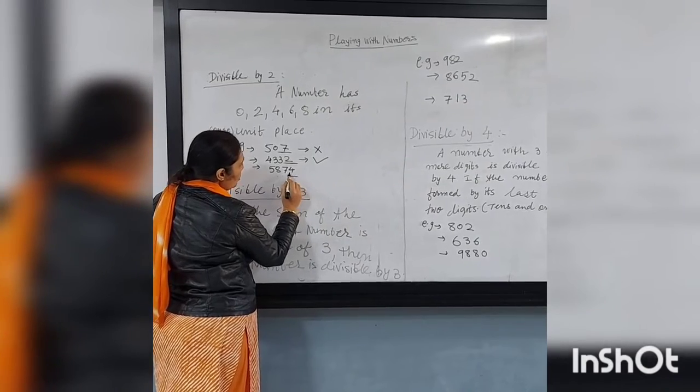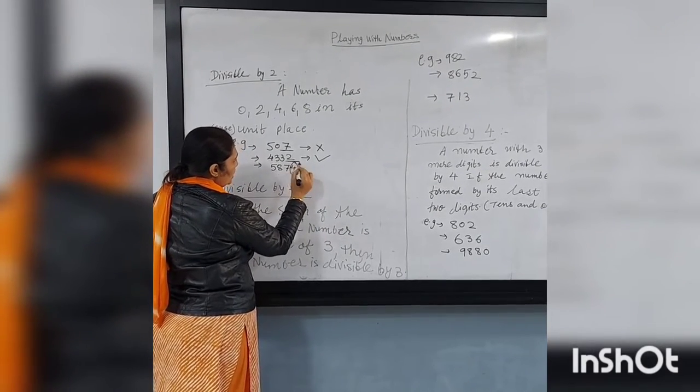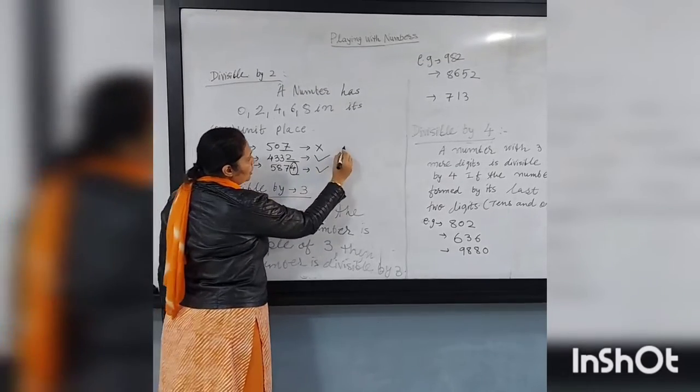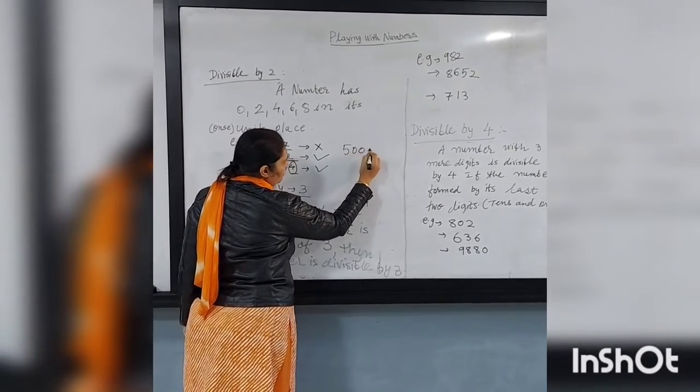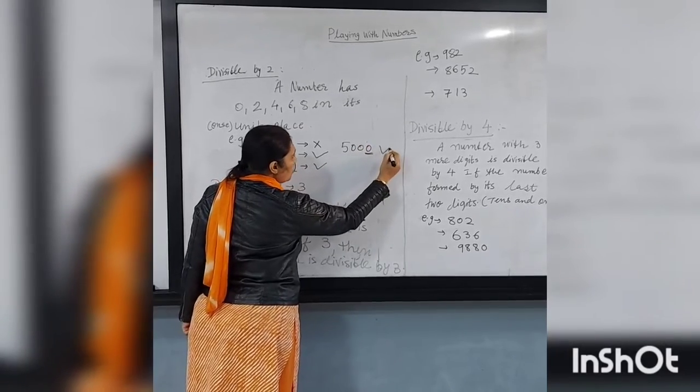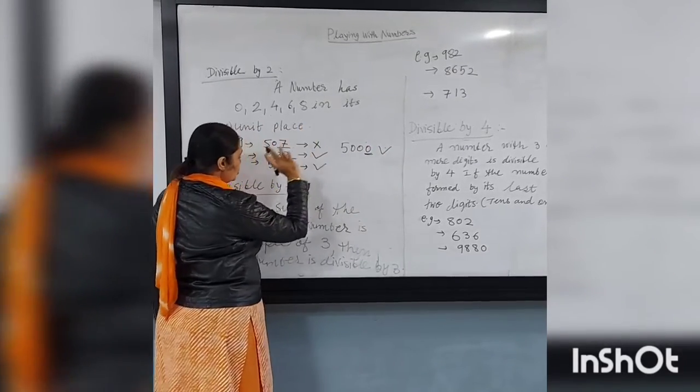Now 5874. So 4 is on the unit place, so this number is also divisible by 2. Suppose we have 5000. On the unit place we have 0, so this number is also divisible by 2.